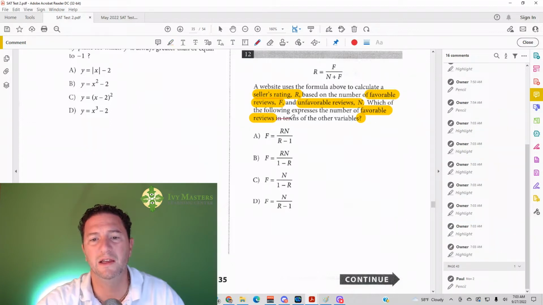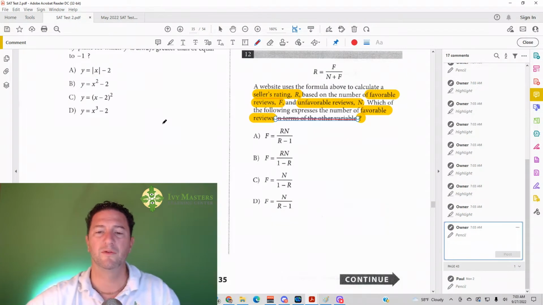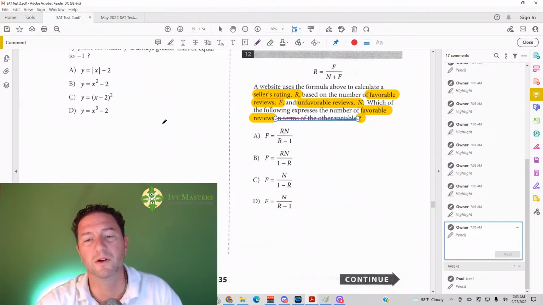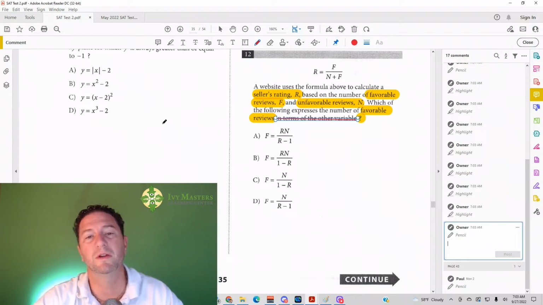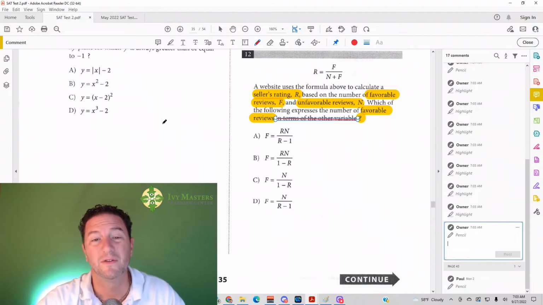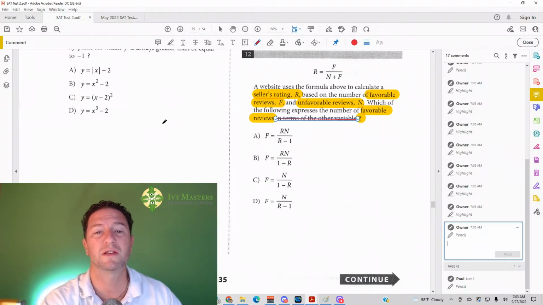I highlighted, and you would underline everything, every variable, what it stands for, and also what the question's asking. And I also crossed out "in terms of," because sometimes "in terms of" screws students up. If it's asking for favorable reviews and you're solving it algebraically, you just got to get F alone. What we're actually going to do first is pick numbers for this, because students, I find, have a lot of trouble with the algebra here.